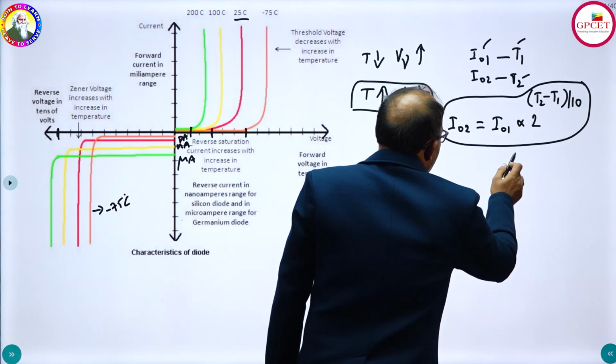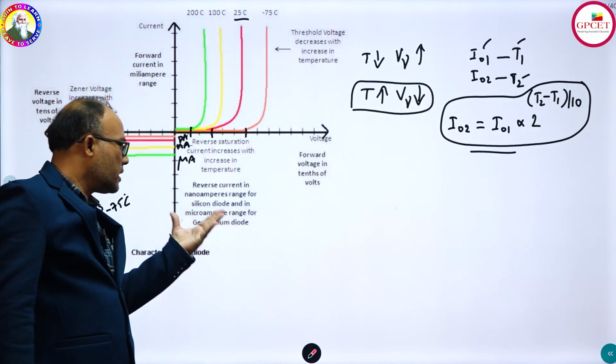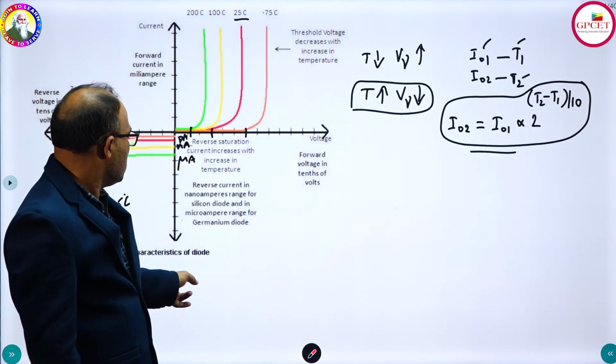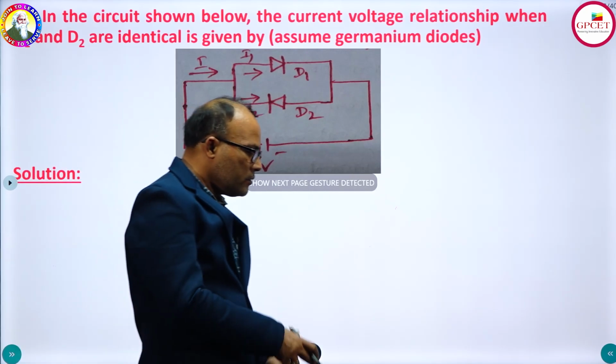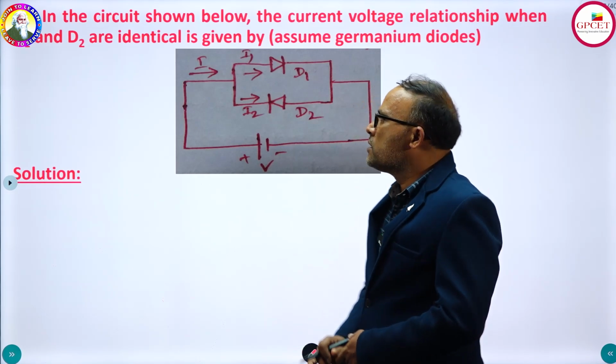So this is a very important formula, right? These are all the important formulas and the graph which is affected by temperature. Next, let us see some problems which are very important for competitive exams. What is the first problem?